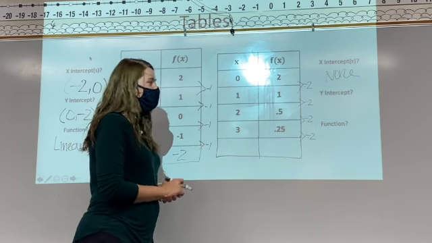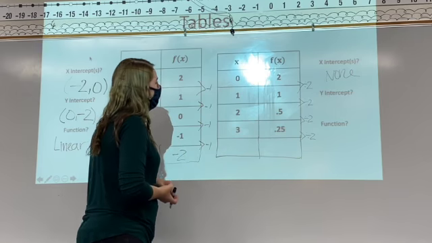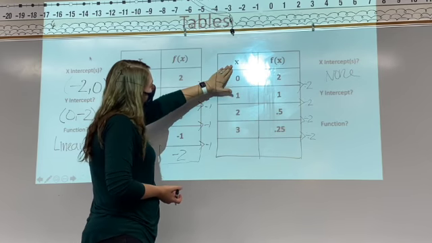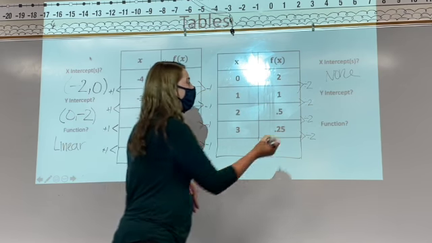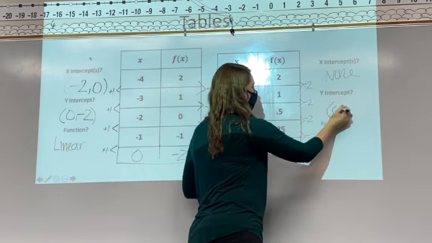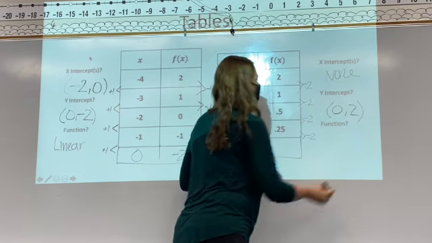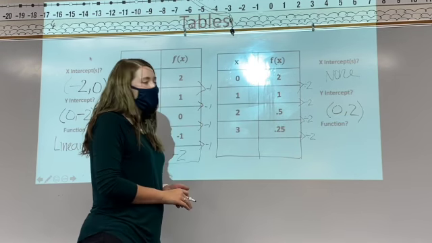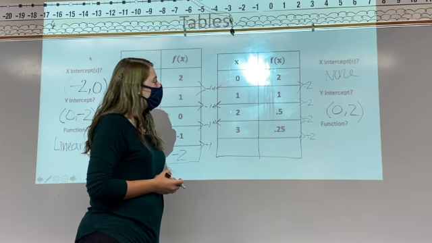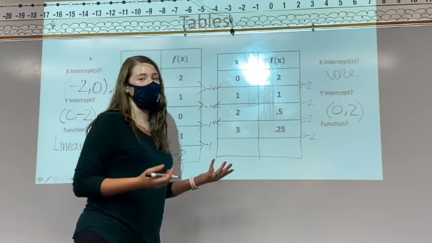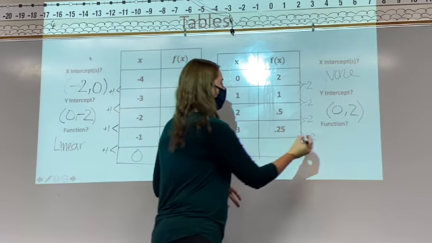For my y-intercepts, remember my y-intercept is when my x value is 0. So I can take a look at my x value column, notice that I have a 0 here and a 2 here. So my y-intercept is at 0, 2. Because in this function, I'm dividing by 2, we're going to realize that this function is an exponential function.